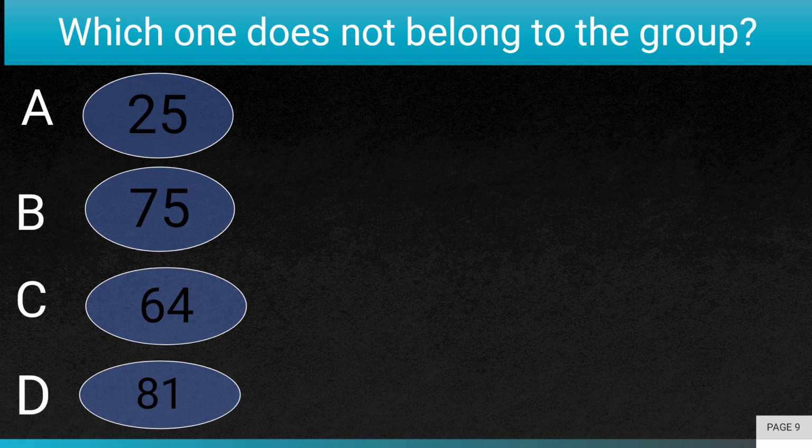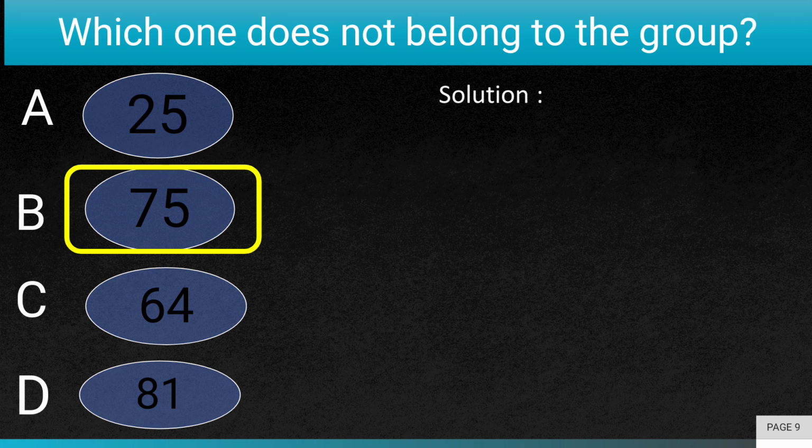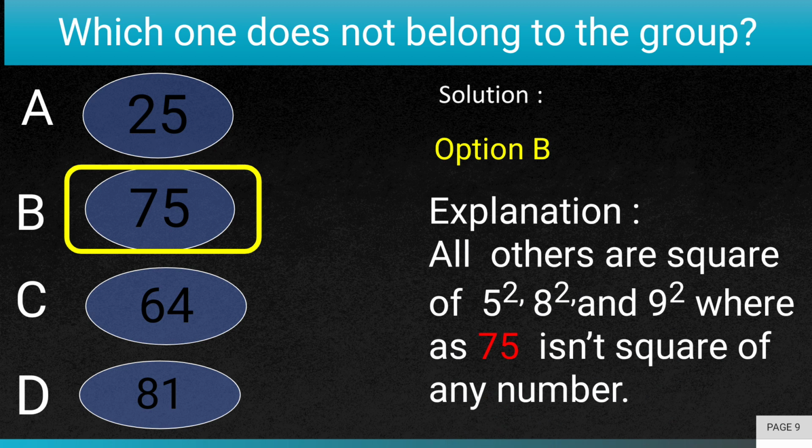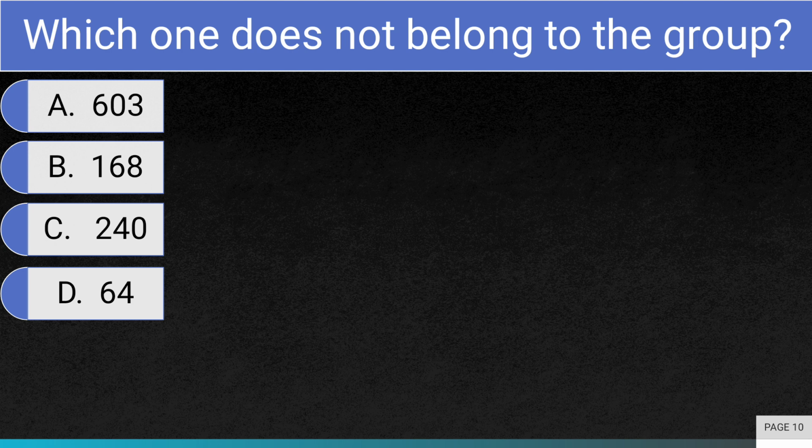Okay. Moving to the next one, which one does not belong to the group? You all can see in the given slide. A is equal to 25, B is equal to 75, C is equal to 64 and D is equal to 81, right? And you have to find out the connection. If you will notice, you will find out that 25 is the square of 5, 64 is the square of 8, 81 is the square of 9, right? 25, 64, 81, they are squares, but 75 isn't a square of any number, so the odd one number is 75.